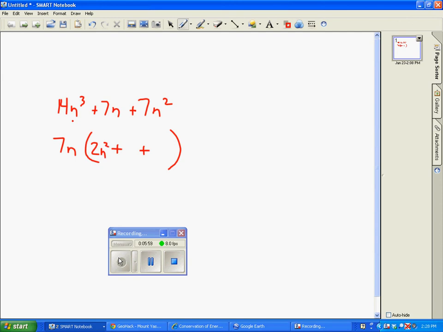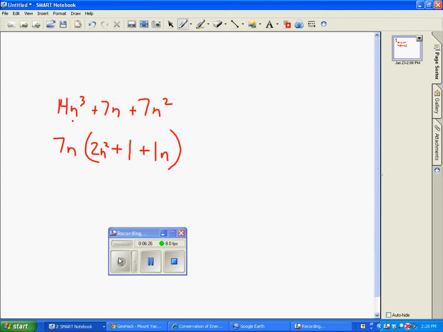And then 7n times, Sophia? No, because if I take 7n times n, it would be 7n squared. 1. This is where your 1 goes. And now 7 times what gives you 7? That's a 1. And n times what gives you n squared, Mary? N. Can I put any of these guys together?